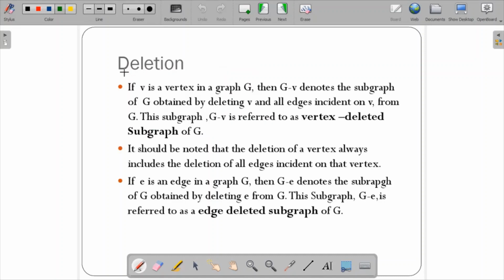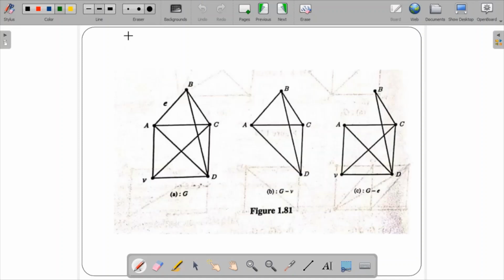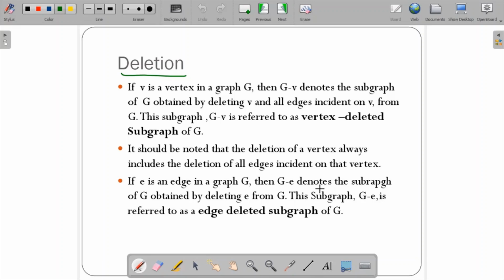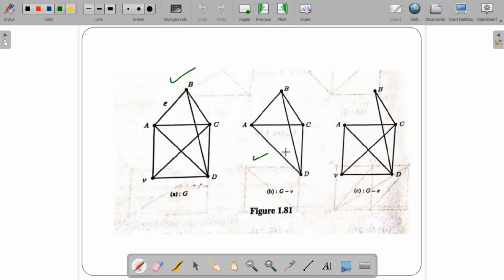Next we have the concept of deletion. Here we'll be seeing the concept of edge deletion subgraph as well as vertex deletion subgraph. So first let me go to the example, then I'll go through the definition. So this is the main graph that is being given, and this is the vertex deleted subgraph, and this is the edge deleted subgraph.